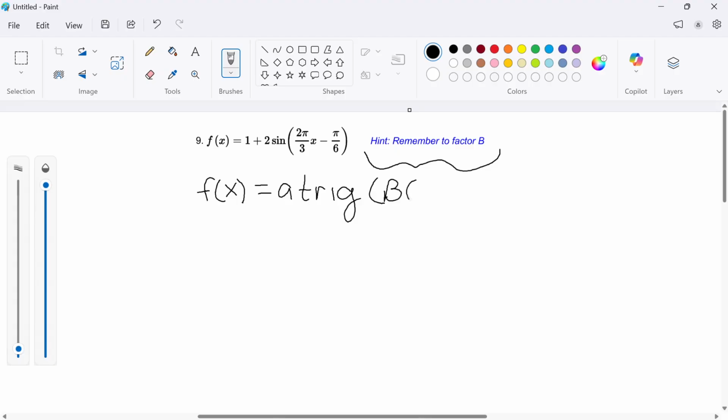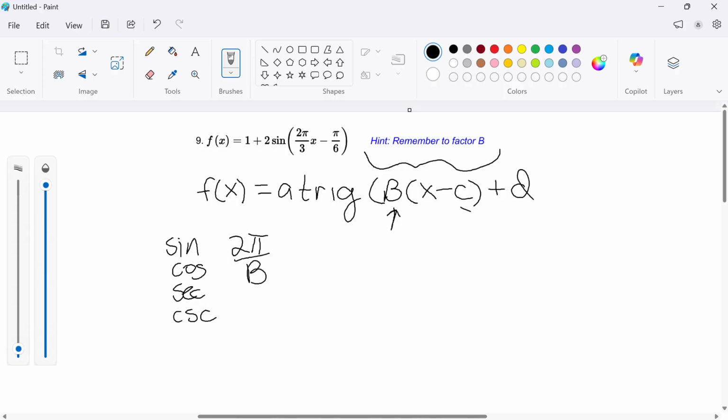B times x minus c plus d, where d is the shift up or down with the sign, and c is the shift left or right, opposite of the sign. B defines the change to the period for sine, cosine, secant, cosecant. The new period is going to be 2 pi divided by b. How often it repeats, like one cycle is that width. And then for tangent and cotangent, it's pi over b.